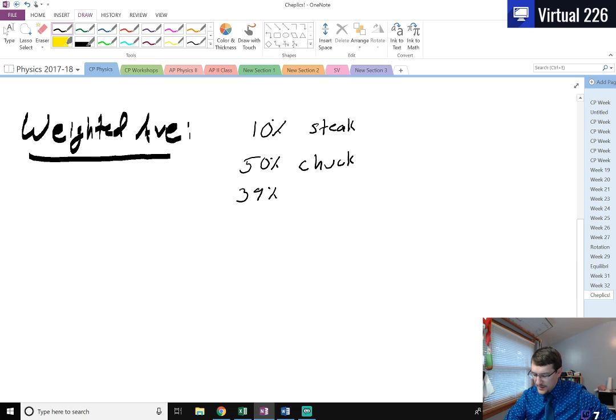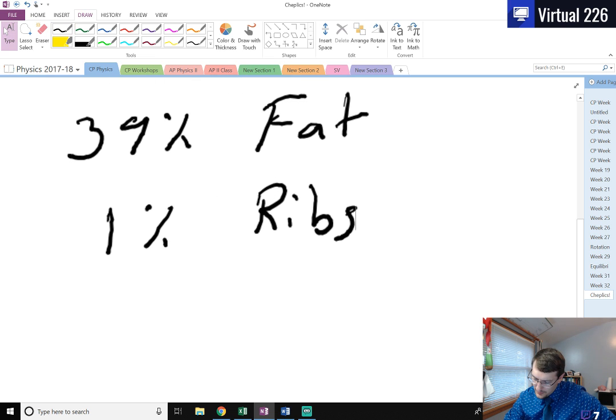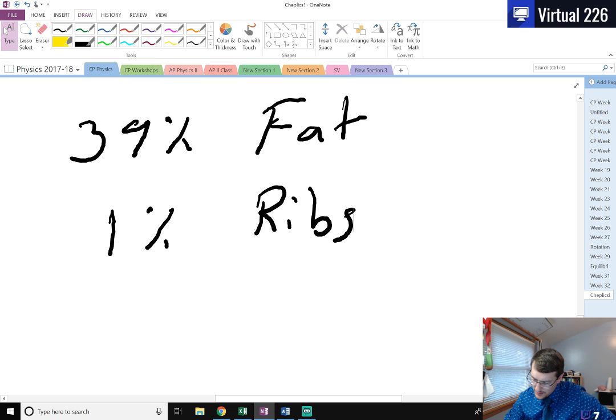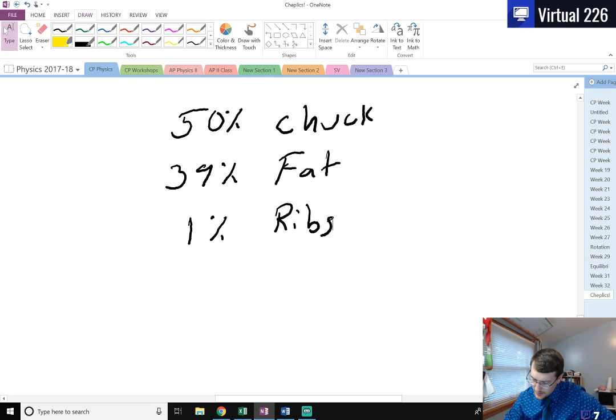I don't know. Let's make it like fat. Like cows are just really fat, and you don't actually eat it, but it's there, and we're stuck with it. And that brings us to 99%, and we'll say like 1% of the cow is my personal favorite, ribs. That is a good-looking R. Look at that. It's a good-looking R.